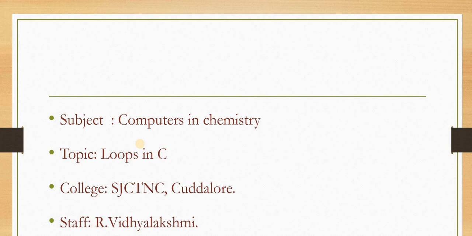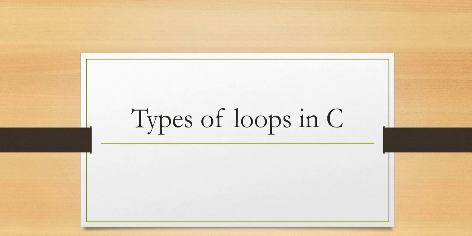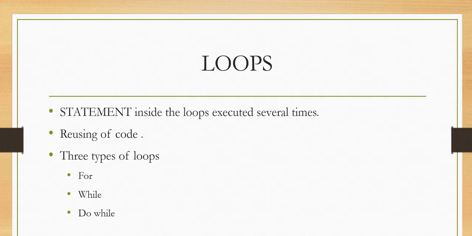I am going to talk about today loops available in C language. Types of loops in C. Loops are used when the statements have to be executed several times. If you want some line in any programming language to be executed for more number of times, you can go for a loop. So the major advantage of using a loop is reusability of code.